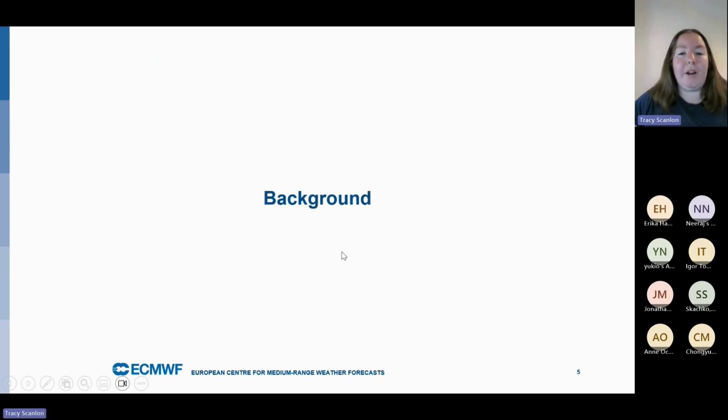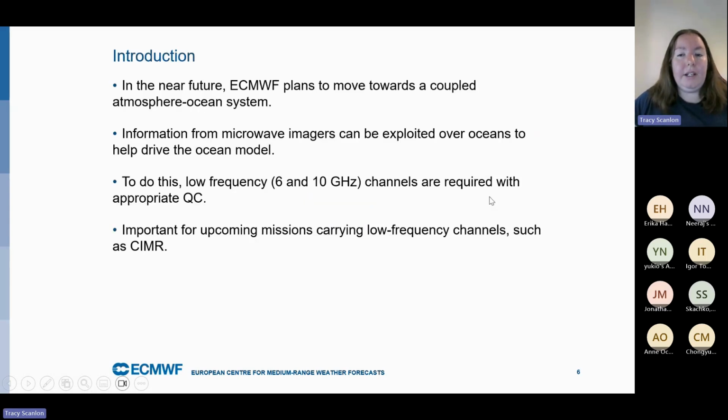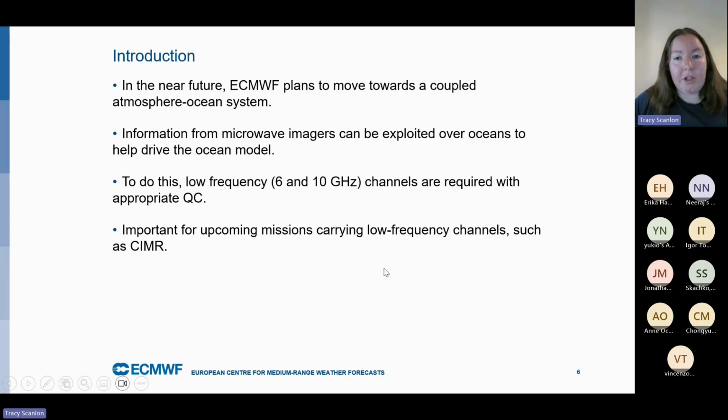A little bit of background on what I'll be talking about today. It's all work that's going on at the moment, but it takes a while to get into operations. In a couple of years, we will be starting to use a coupled atmosphere ocean model. This is where the trajectories between the atmosphere and the ocean are coupled, so information from the atmosphere can be passed directly into the ocean. This can be used to update the ocean and then pass back into the atmosphere.